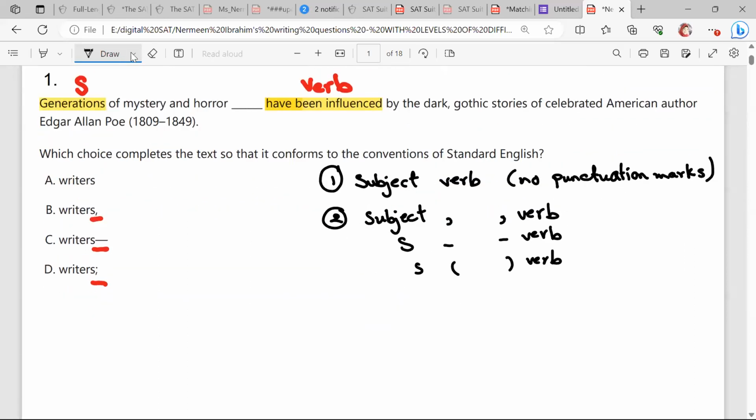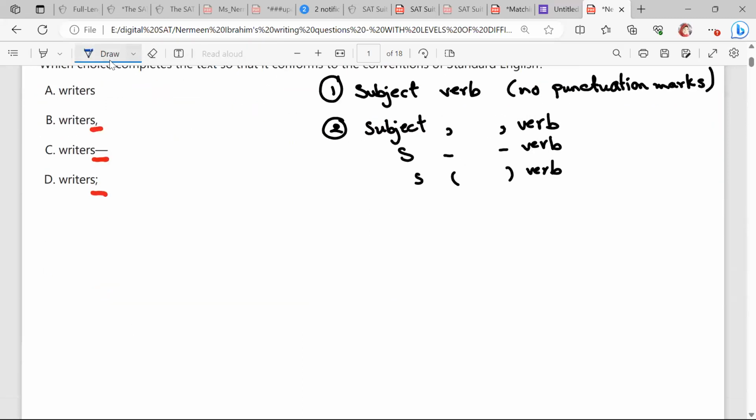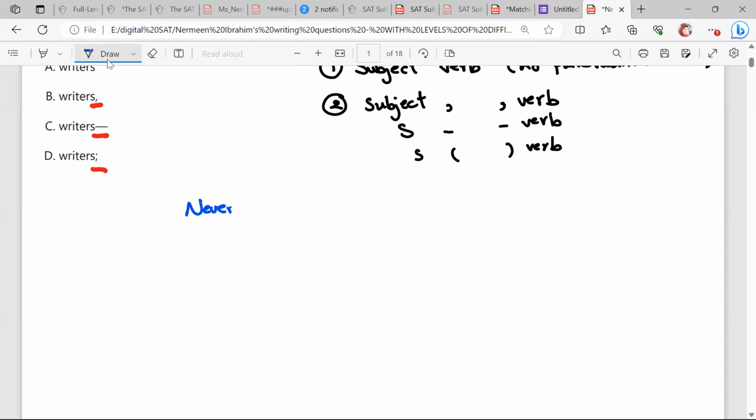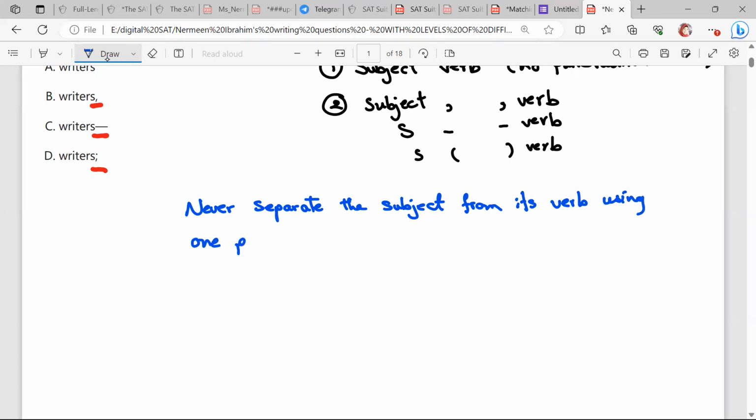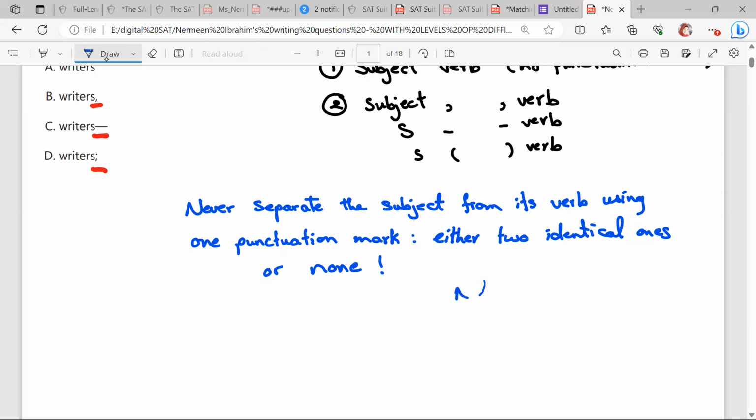So let's rephrase the rule. Never separate the subject from its verb using one punctuation mark. Either two identical ones or none. Okay, is it clear? So this is rule number one.